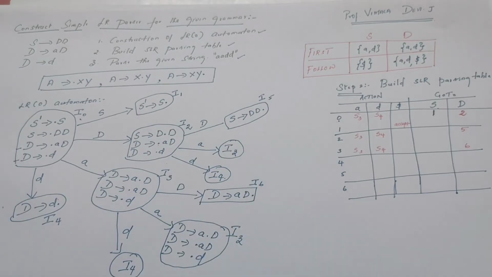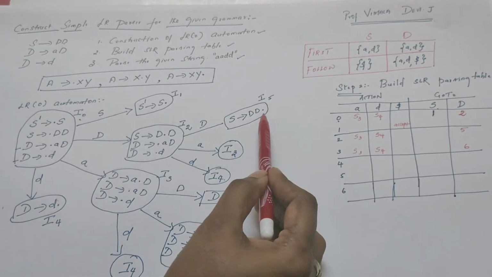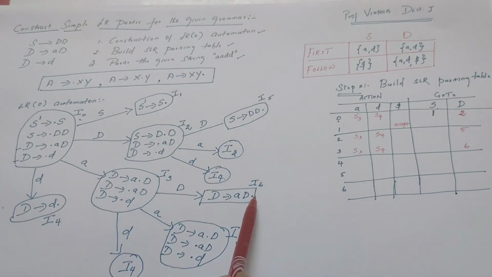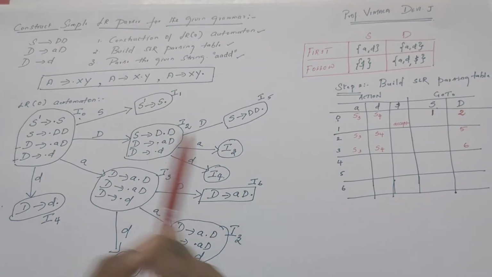Again from 4 there are no further transitions. From 5 there are no transitions. From 6 also there are no transitions. Right.